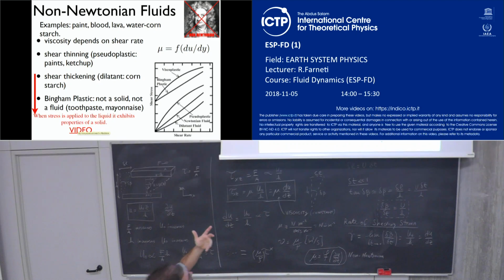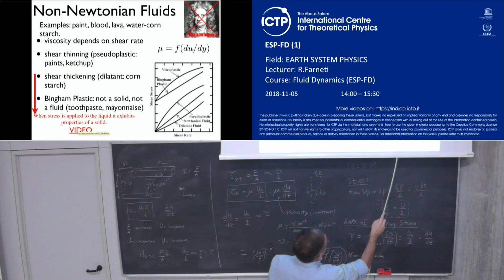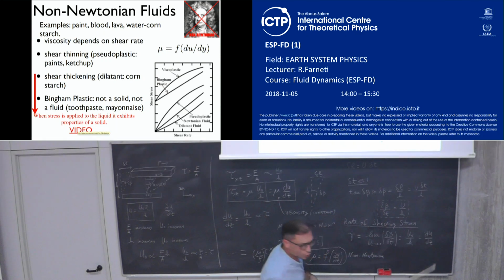The opposite is paint, for example. The slope is going down. So the more shear stress that you apply to paint, the less viscous it is, and the easier it is to paint. Those are two funny examples of non-Newtonian fluids. But we're not going to study non-Newtonian fluids.